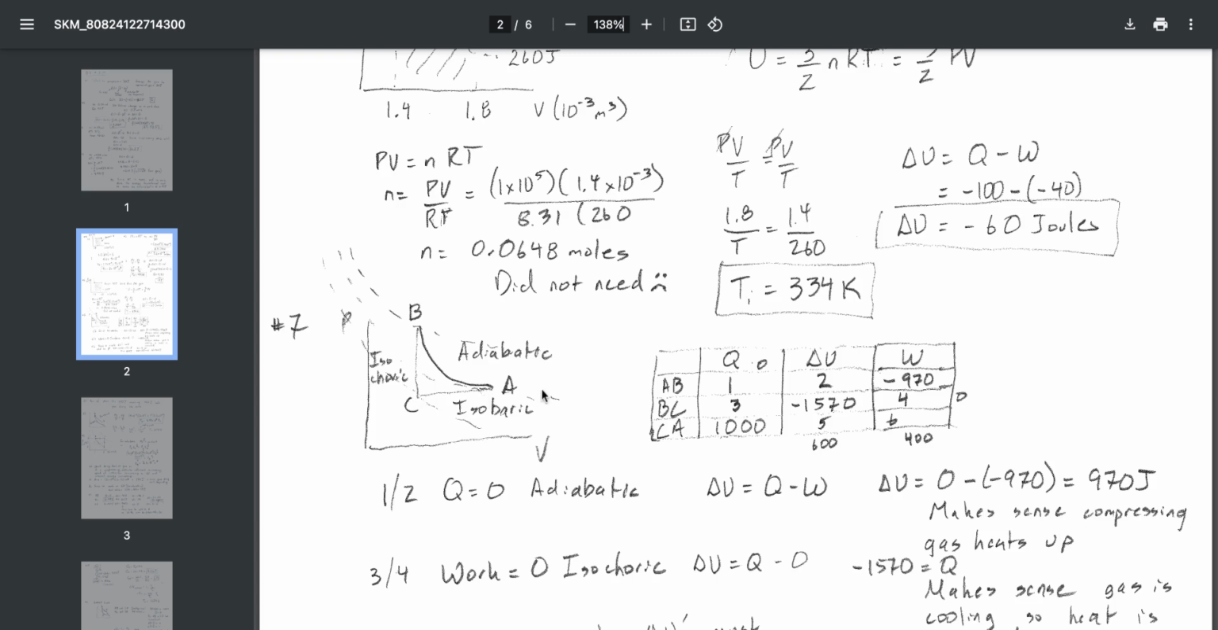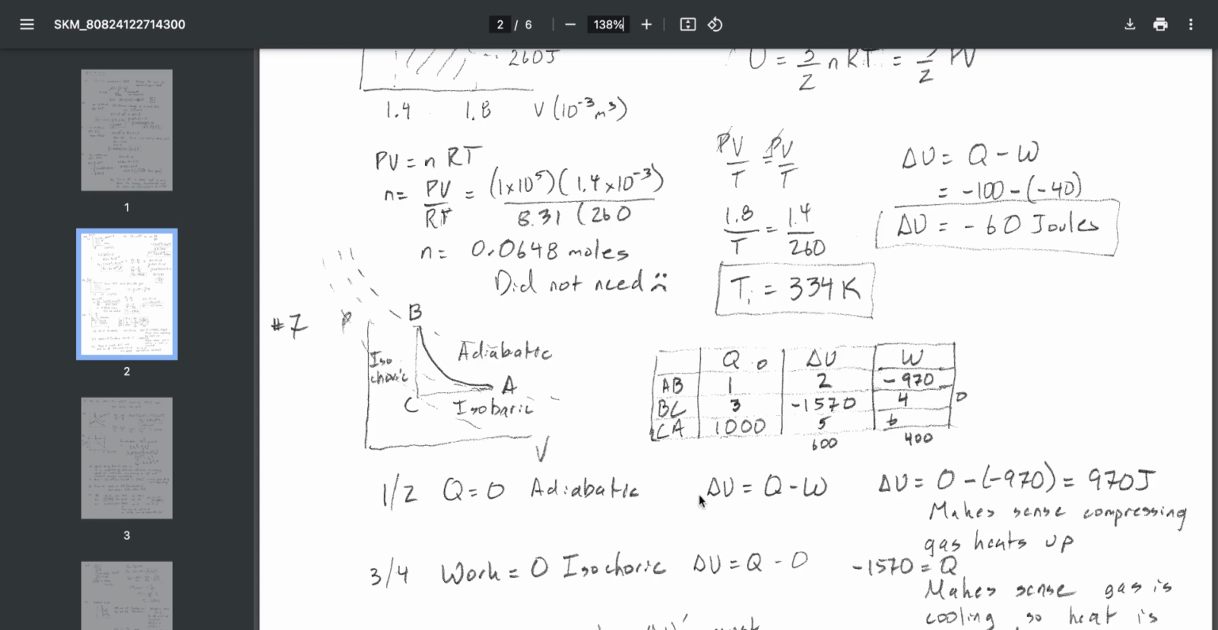So it says the table contains some of the data about the process. Q is the energy transferred to the gas, delta U is the change in internal energy, and work is work done by the gas. So they gave us 970, negative 1570, and 1000. What I did was I just labeled the boxes 1, 2, 3, 4, 5, and 6. So for 1 and 2, we have an adiabatic process because AB, they said, is adiabatic. So if it's adiabatic, Q's got to be 0. So there's got to be a 0 in that spot right there.